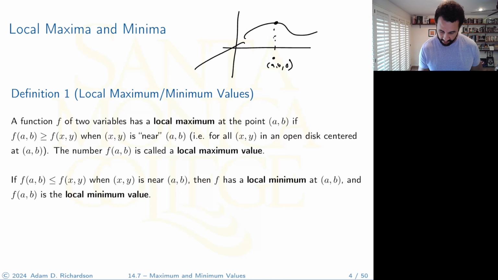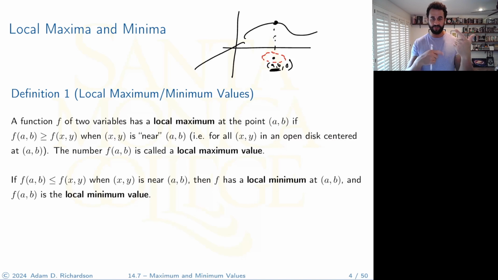If you can make a little open disk around that point, and you look at all the values of the function at those points in the disk, and the values of the function are all less than the value of the function at the point (a, b) itself, then that means this has to be a maximum. That's what it means. So your intuition is right. And the number itself, f(a, b), remember that's the output, that is the local maximum value. So when you hear the word local maximum value, they mean the output of the function at that point, (a, b).